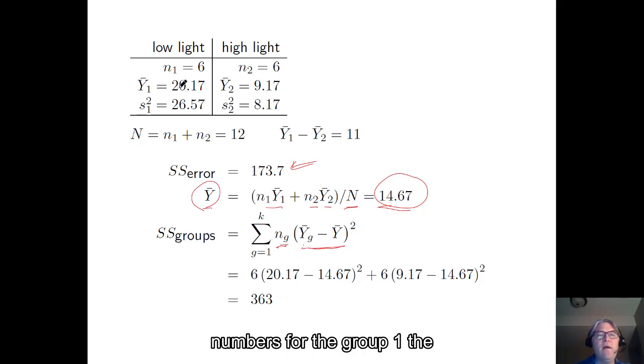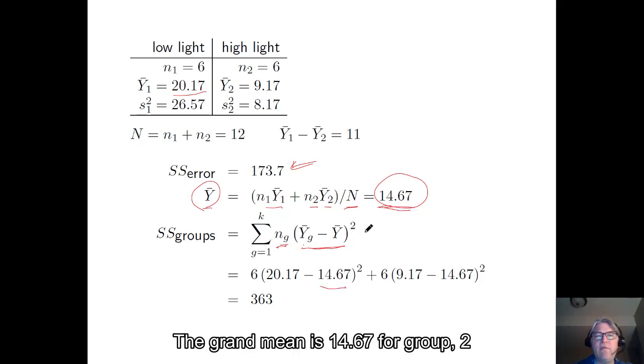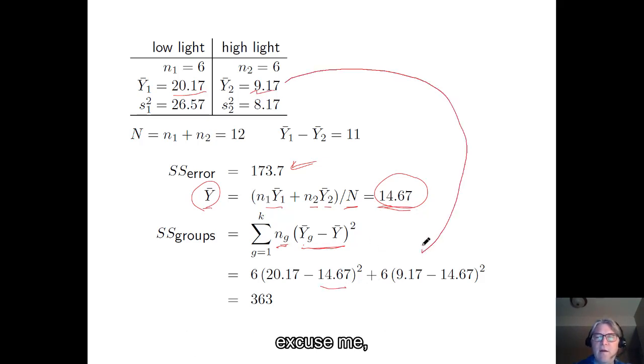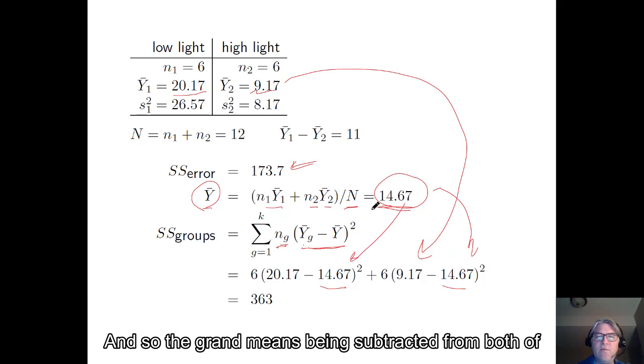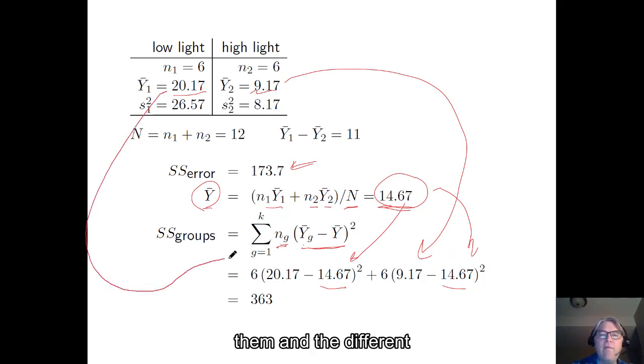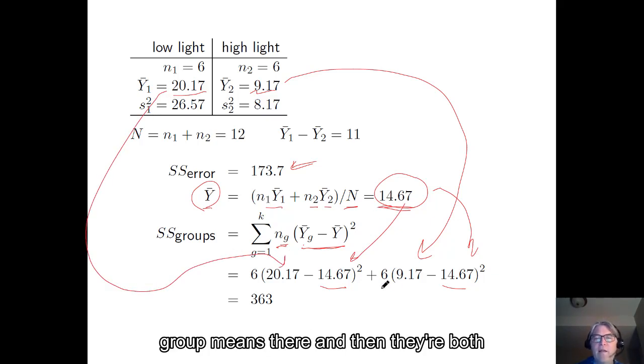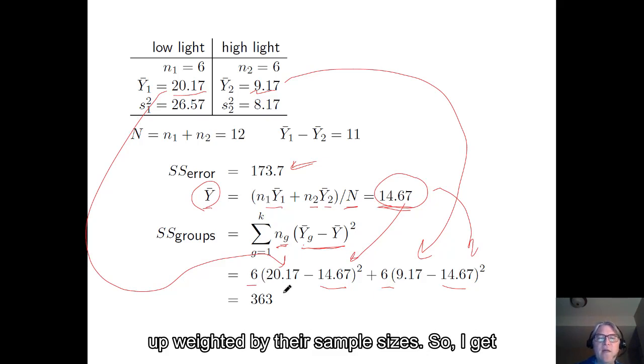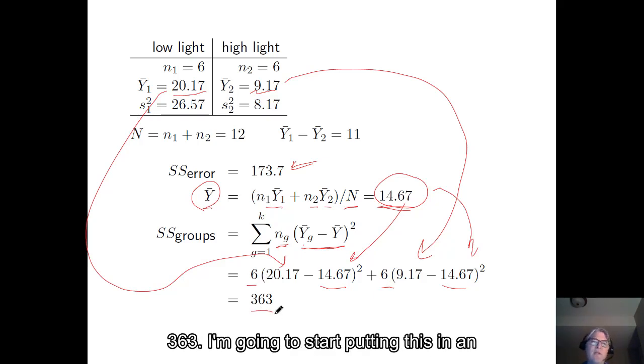For group 1, the mean was 20.17. The grand mean is 14.67. For group 2, 9.17, and we subtract the same grand mean. So the grand mean is being subtracted from both of them, and the different group means there. And then they're both upweighted by their sample sizes. So I get a sum of squares groups of 363.